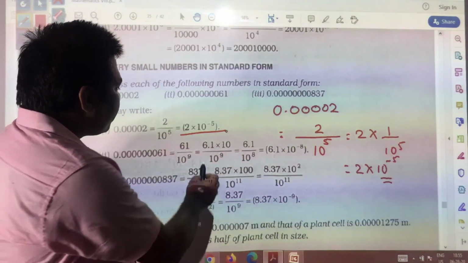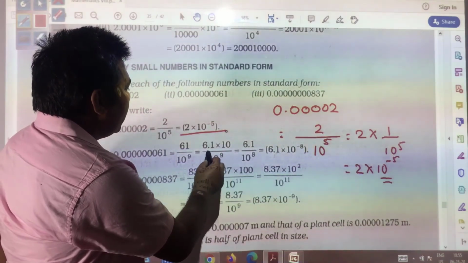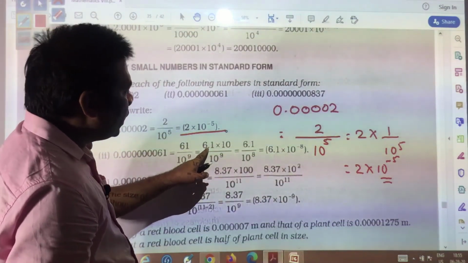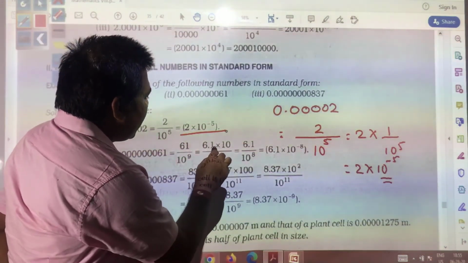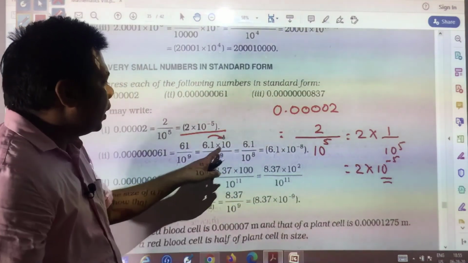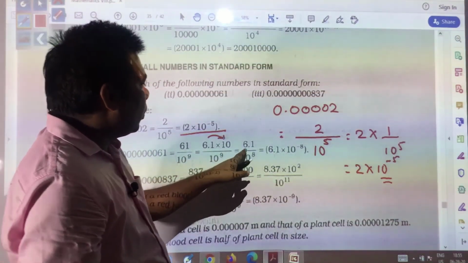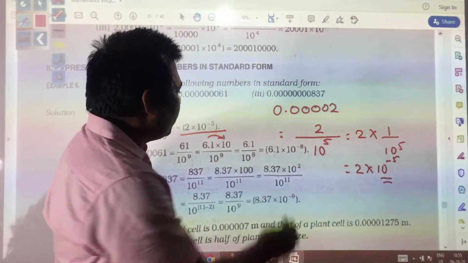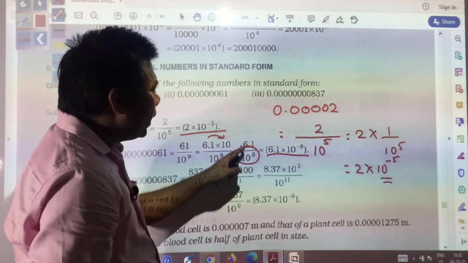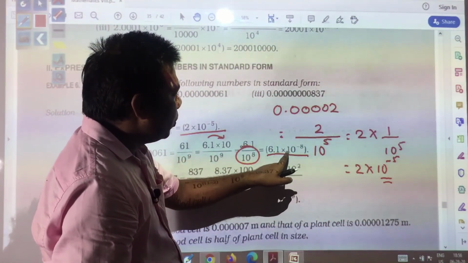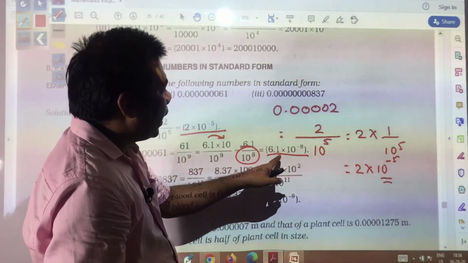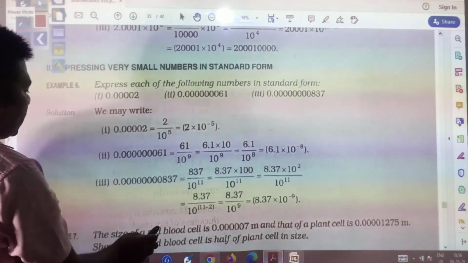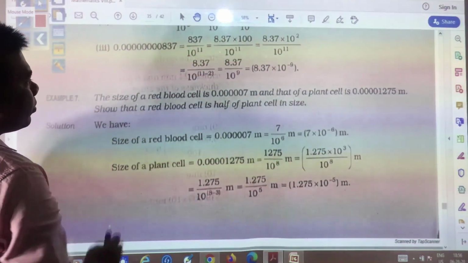Why? Because here you see, if you need to write this 61 in standard form as 6.1, that is required to be multiplied by 10, then only the decimal will come over here. And finally, you got 6.1 divided by 10 to the power 8, and 6.1 into 10 to the power minus 8 will be your answer. So, here you see 1 by 10 to the power 8 has been written as 10 to the power minus 8. So, in this way other questions and examples are there, you go through.